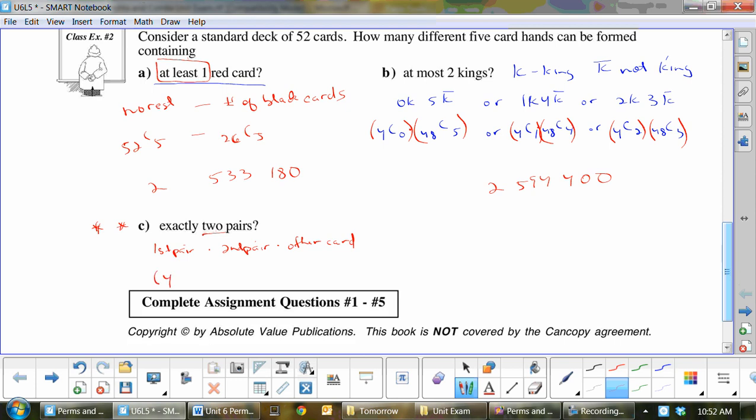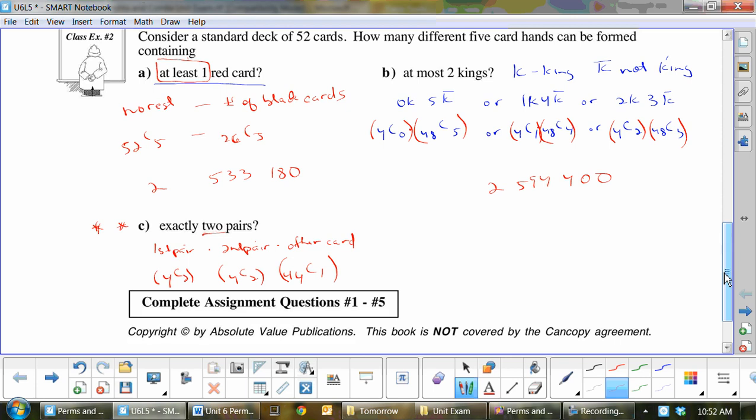Now, how would I pick a pair of 4s? 4 choose 2. How would I pick a pair of 10s? 4 choose 2. How would I pick something that is not those first 2? How much? 44 choose 1. Does everybody see this? Okay.